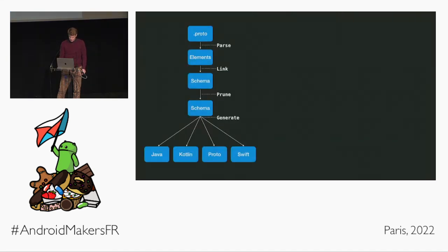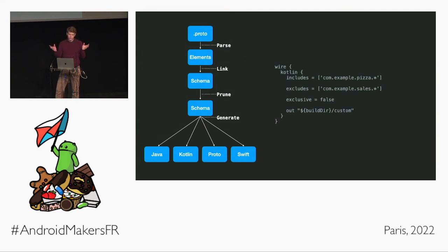And the last step is generation. The way to do it, in Gradle you would pass a block, so Kotlin, Java, Proto, Swift, and the common options between those 4 are include, exclude, exclusive, and out.